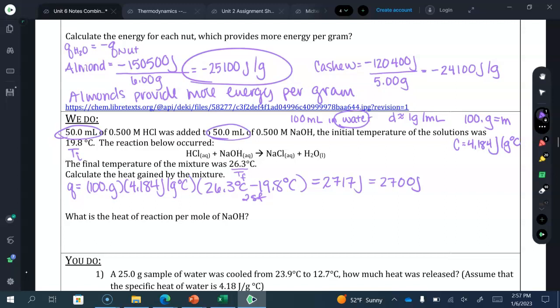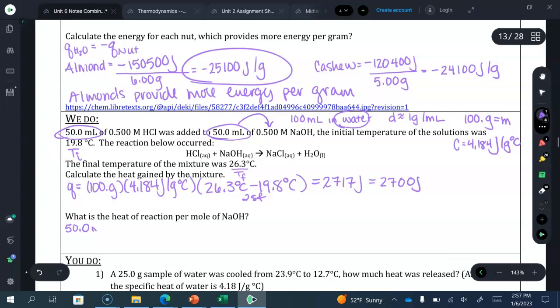Okay, so now we're going to move on to the next one. What is the heat of reaction per mole of sodium hydroxide? I'm going to walk you through this one for a certain spot. We need to figure out how many moles of sodium hydroxide we have. Well, we know the volume and the concentration, so we can use conversions to figure that out.